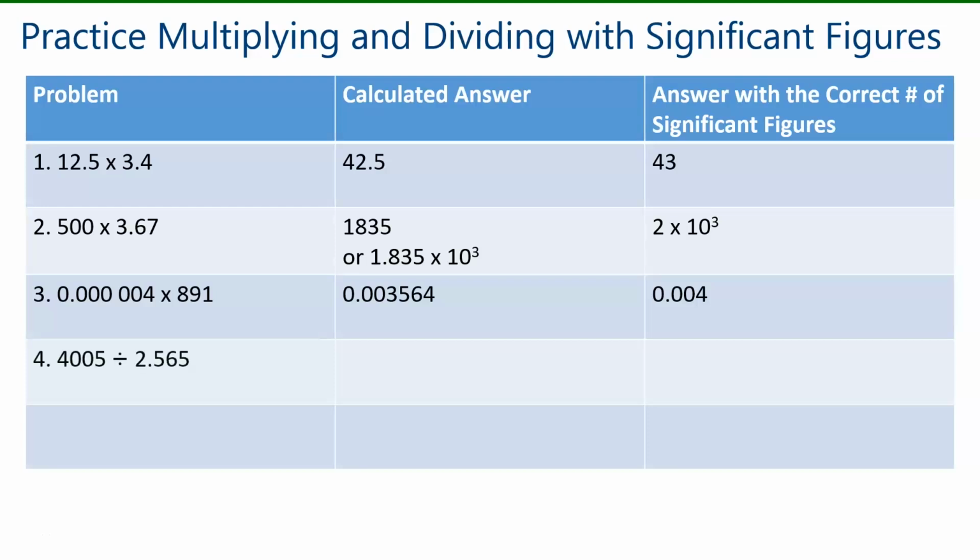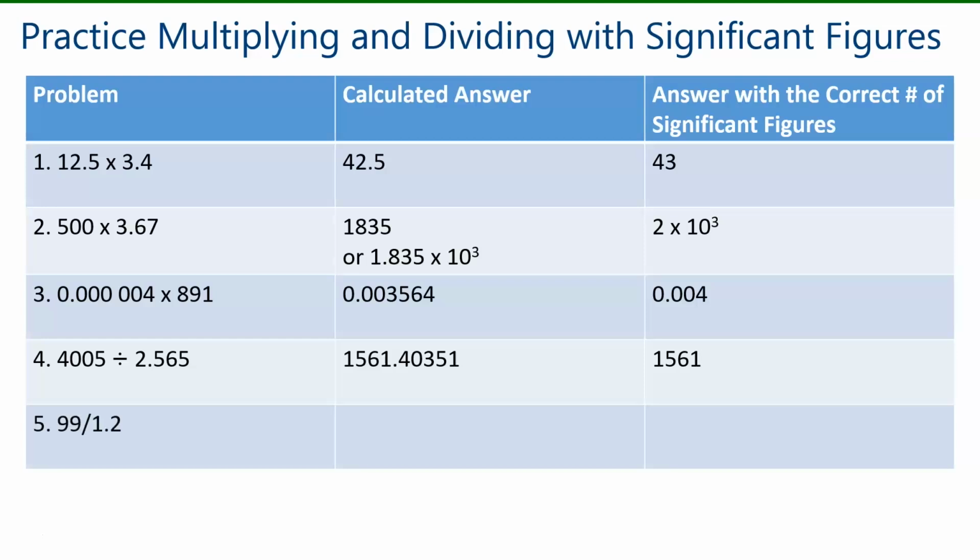Number 4, we're going to divide. This is the number you'll get if you put this in your calculator. And the least number of significant digits here is 4, so we need 4 in our answer. Using our rounding rules, it's 1,561.